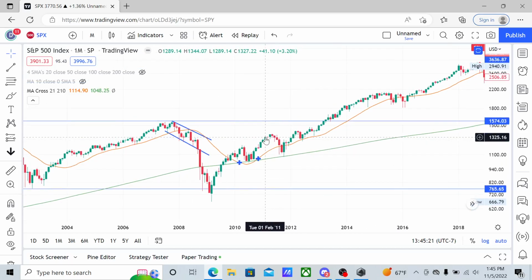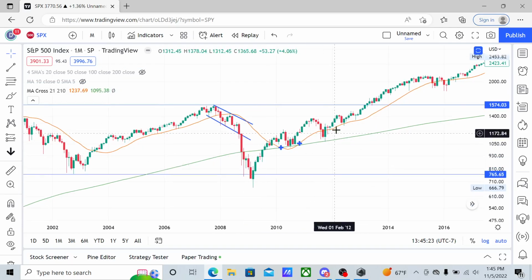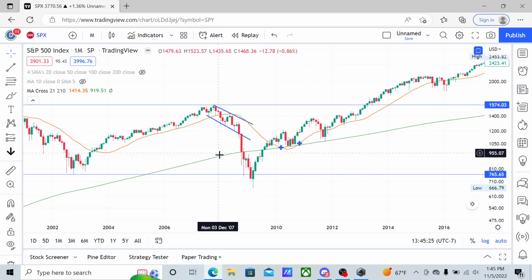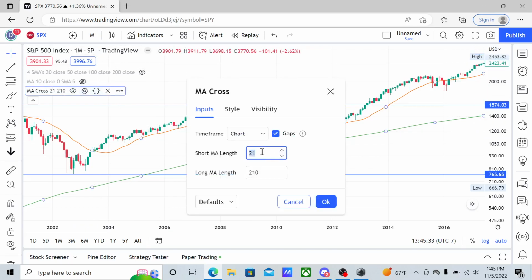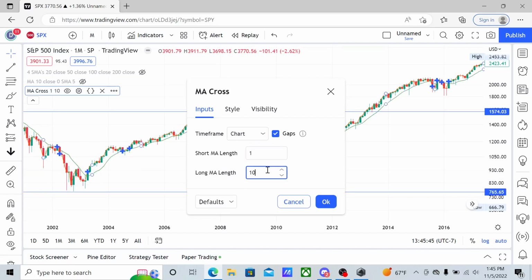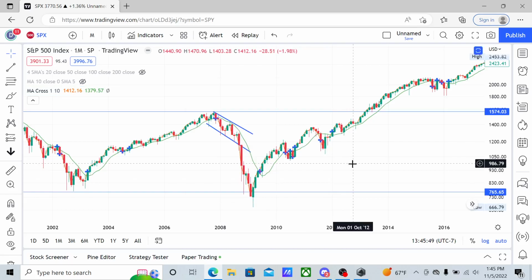So you can kind of go back and see where they would have crossed over. So here is the, did I do that right? No, I did not. I'm sorry. Let me back up. Not 21, 1. 1 month versus 210. So this would be, there we go. So that's 1 month. This is 200 days. That should put me on the right track.